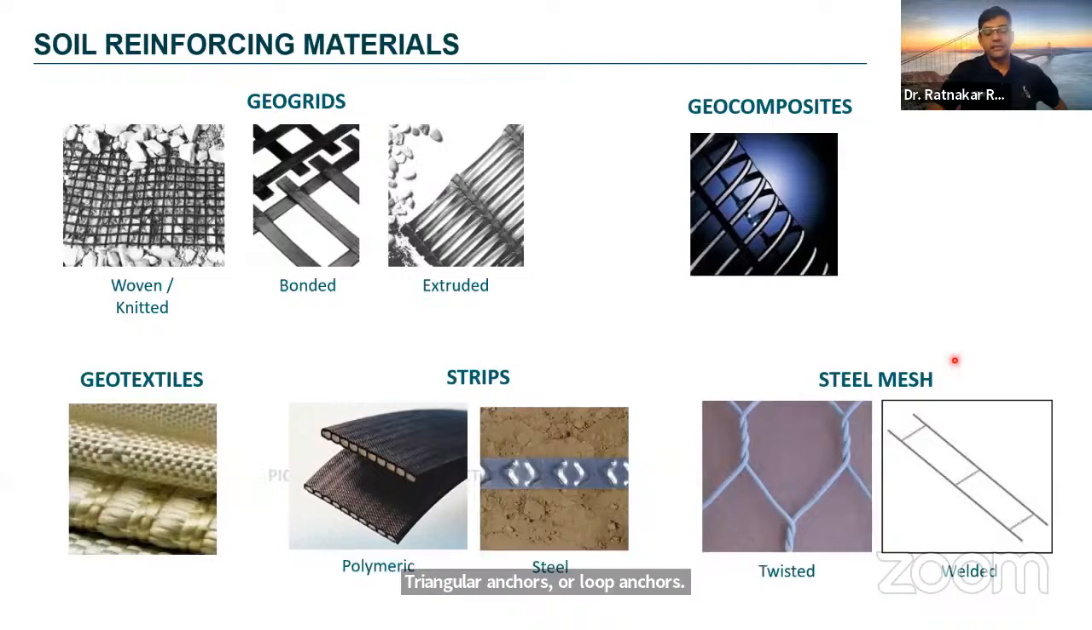And when it comes to the shapes and different kinds of material, I put this slide for you to understand what is the difference between the grid and strip. So here you can see this is a woven or knitted geogrid, basically produced from woven or knitted material, bonded where you bond the strips, extruded when you melt the polymer and you extrude them, or a composite mixing the two materials. Geotextiles, the strips typically polymeric and steel, so polymeric strips dated around the 1970s at the same time as the steel strips. Hexagonal mesh, double-twisted hexagonal mesh, and let's say even the ladder.